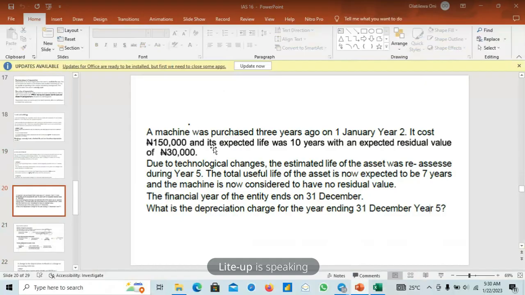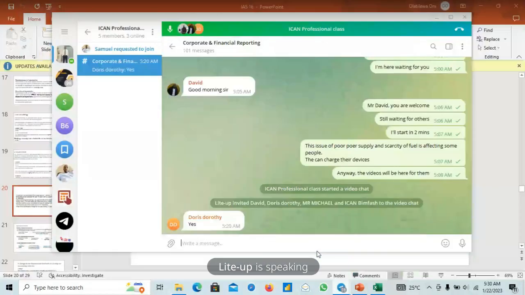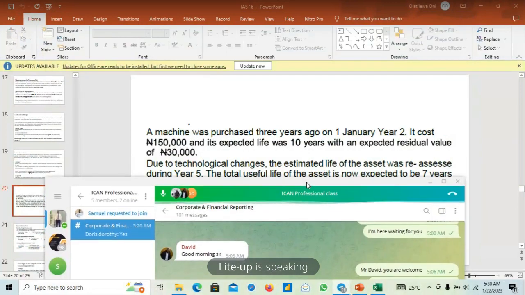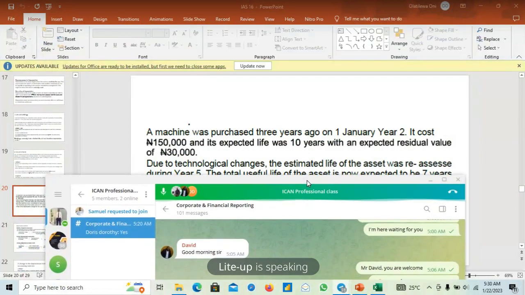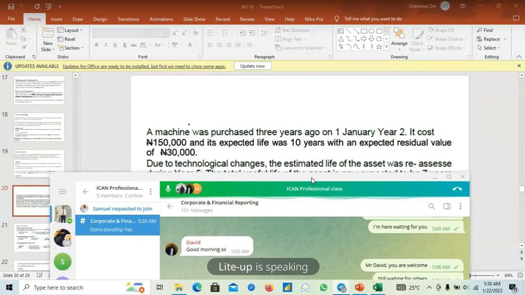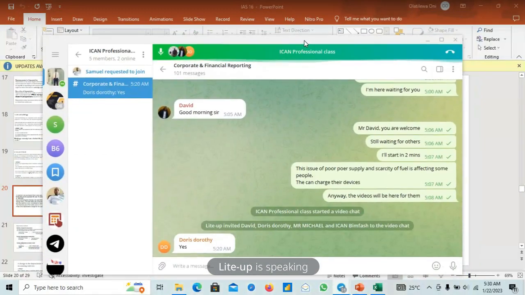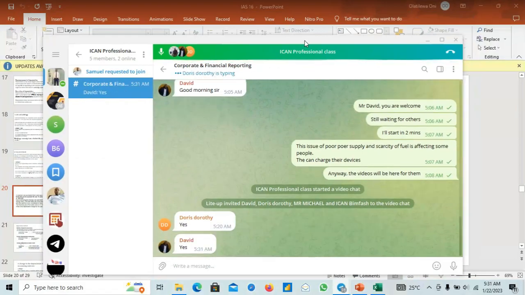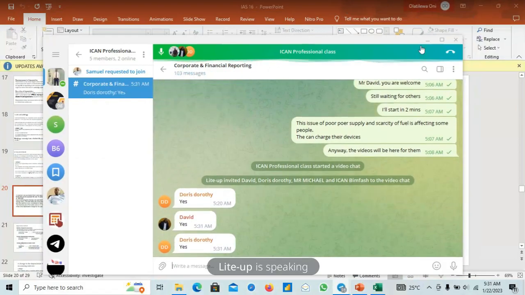If you can see the screen presently, just say yes. If you can see the screen, this information I'm reading now: a machine was purchased 3 years ago on 1 January year 2. It cost 150,000. Can you see that screen, which is the slide? Okay, thank you very much.